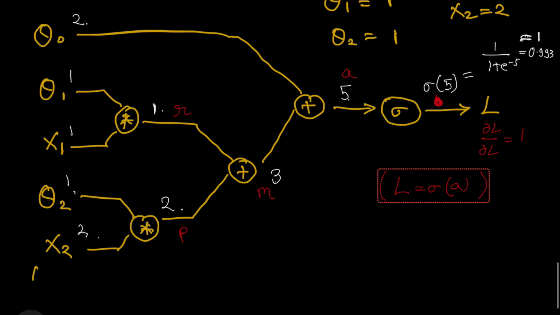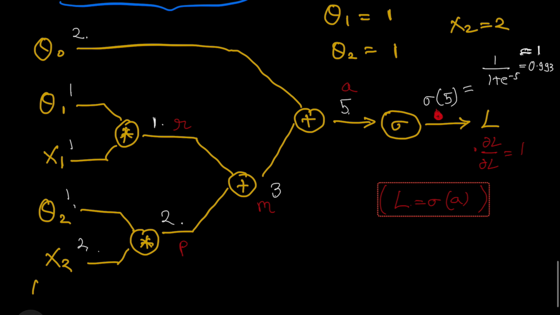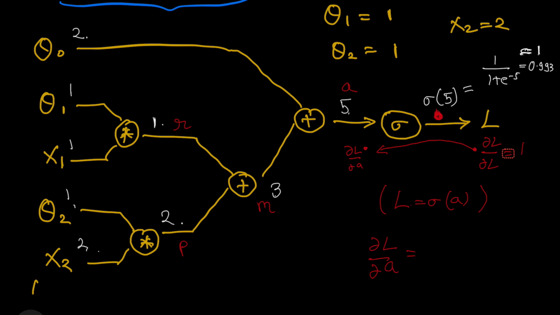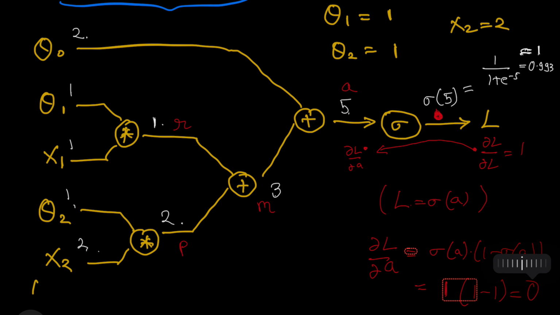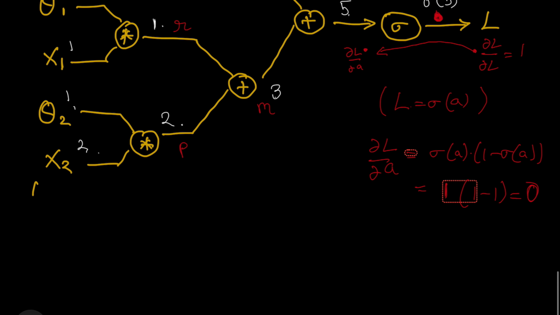So we have this as the global loss. Now we move backwards. I need to find out what del L over del A is at this point. Well, I know that L is equal to sigma of A. Del L over del A is simply differentiating with respect to A, which we have already done before. This is nothing but sigma of A times 1 minus sigma of A. And sigma of A is 1, so 1 minus 1 is 0. Now that would make our life quite complicated. Why? You will understand. But let's say this is 0.